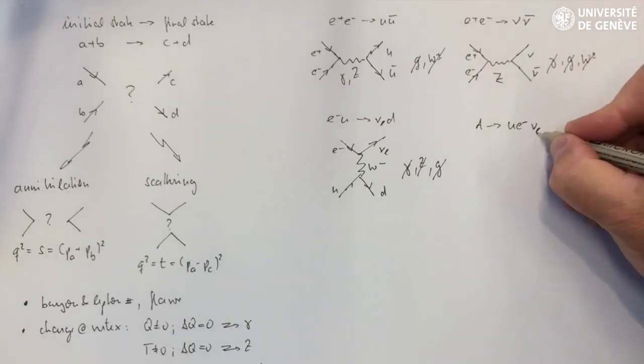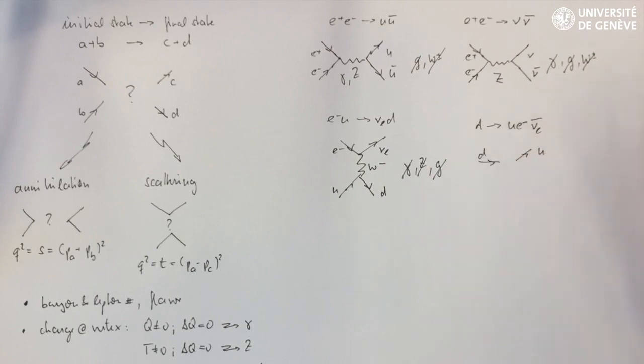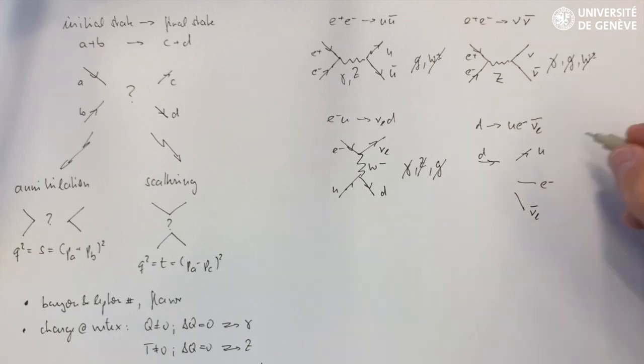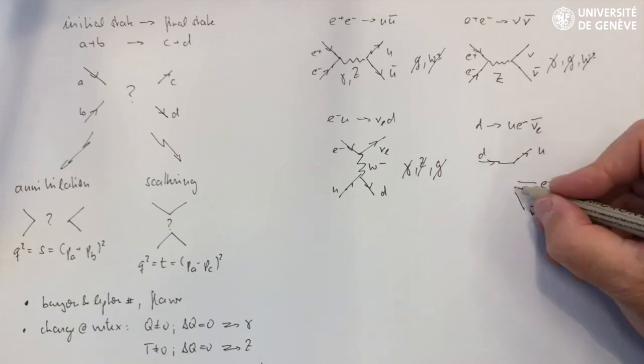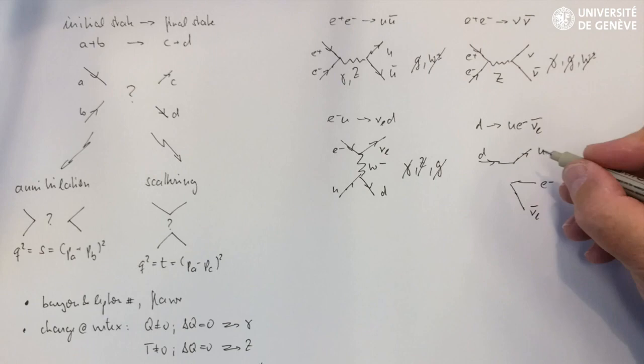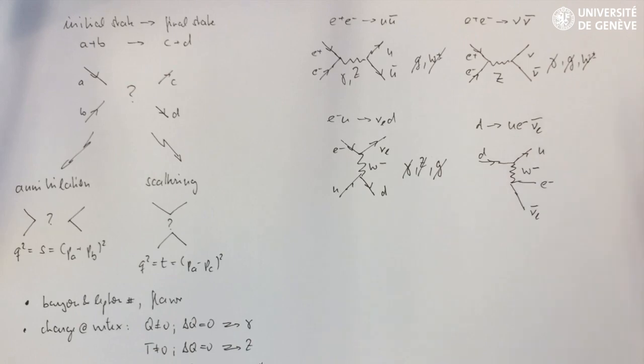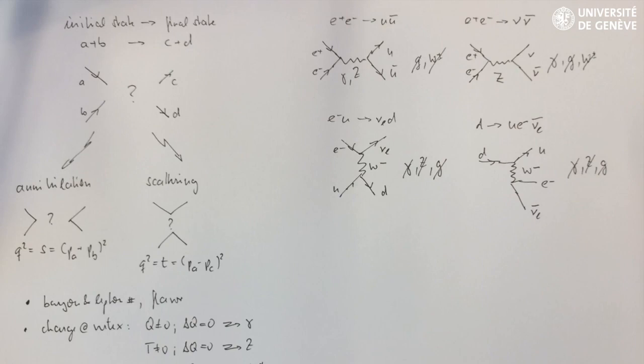The next example is the decay of a d quark into a u, e minus, and an electron anti-neutrino. To conserve baryon and lepton number, we must connect the d quark to the u quark and the electron to the anti-neutrino. This means that at each vertex, the charge changes by 1 unit and we can exchange a W boson. We cannot exchange a photon because the charge changes. Likewise, we cannot exchange a Z. And since the electron and the neutrino don't carry color, we cannot exchange a gluon.